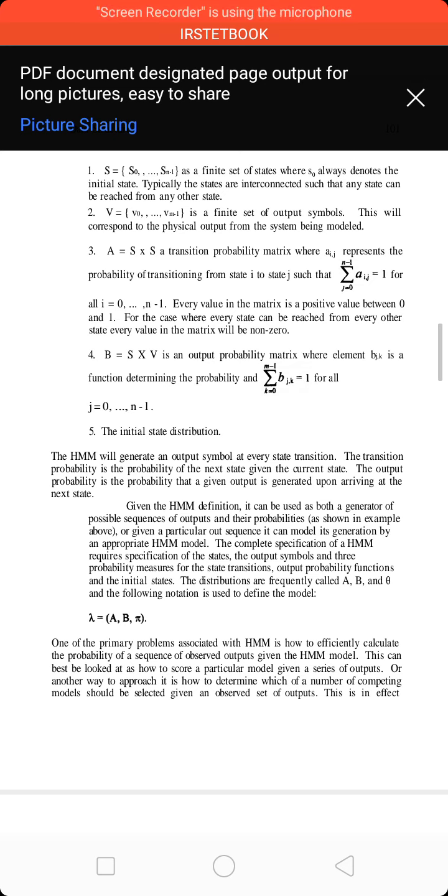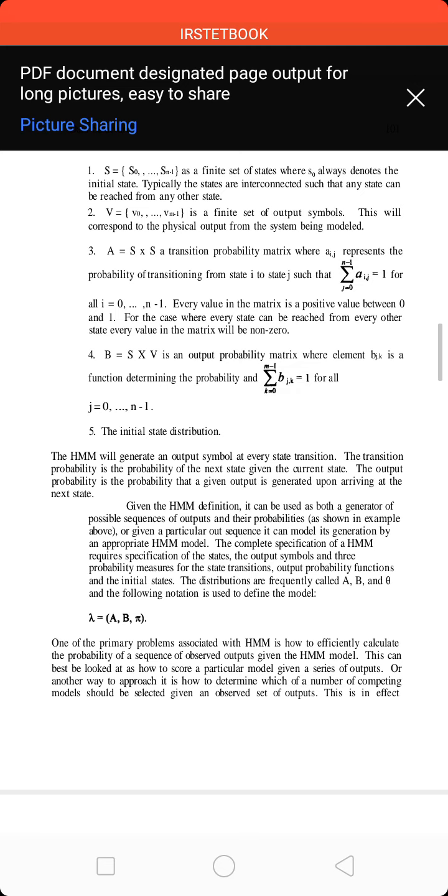So the complete specification of an HMM requires specification of states, output symbols, and three probability measures: for the state transition, the output probability function, and the initial states. You are taking three types. What are they? State transitions, output probabilities and initial states. These distributions are frequently called A, B, and pi. That is given by the notation lambda equal to A, B, pi, which means state transition probabilities, output probabilities and initial states.